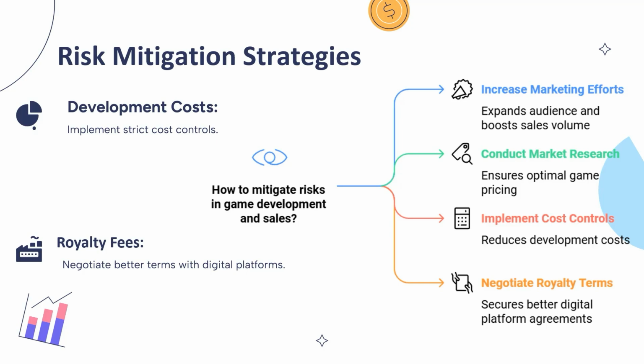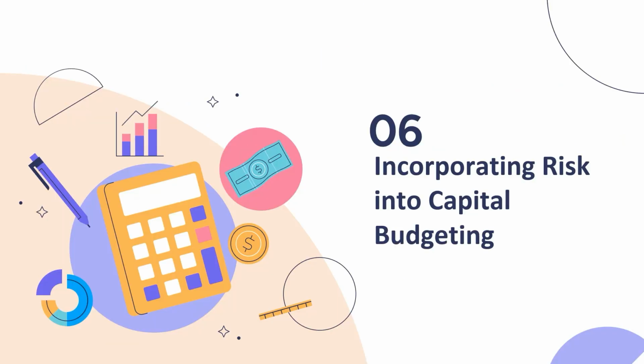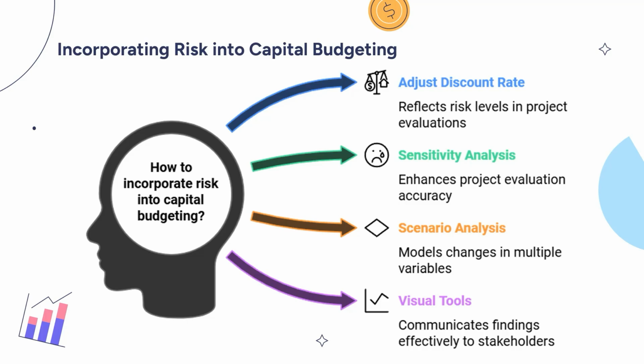Negotiate your terms. All right, lastly, we're going to talk about incorporating risk into capital budgeting. So we look at our diagram. It says how to incorporate risk into capital budgeting. We have to adjust our discount rate, which reflects risk levels in the project evaluation. So you want to make sure that we're taking on an appropriate amount of risk. Risk is good. It's not a bad thing to take on risk, or something we should be scared of, but you have to understand the amount of risk that you're willing to take, and whether it is detrimental or not.